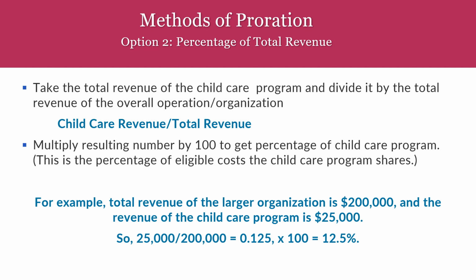Then, divide the revenue from your child care program by the total revenue for your entire facility. Once you have that figure, and it will be a decimal, multiply it by 100 to get a percentage. For example, if your child care program revenue is $25,000 and your total revenue is $200,000, divide $25,000 by $200,000. The result is 0.125. Multiply that number by 100 to get the percentage, 12.5%. This means that 12.5% of your overall expenses would be eligible.